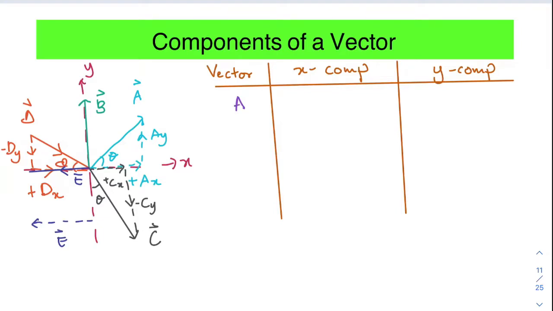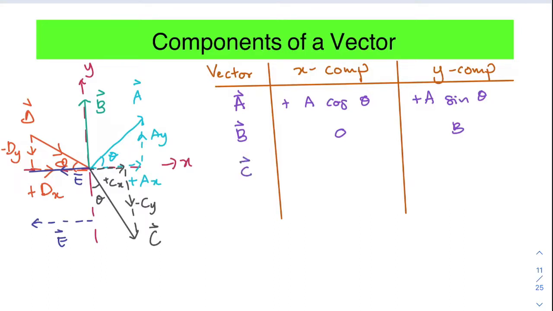So we have vector A firstly. The x component is positive, where you're going to have A cos theta. For the y component, it's A sin theta, and it is also positive because it's pointing upward. And then vector B only consists of a y component, therefore the x component is 0. The y component is B itself, the magnitude of B.